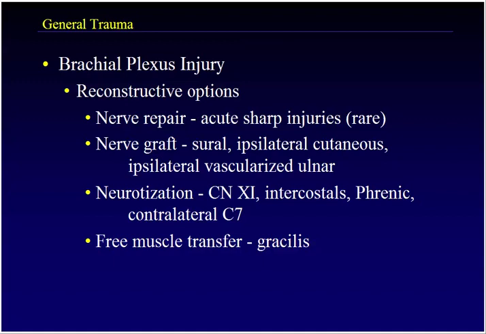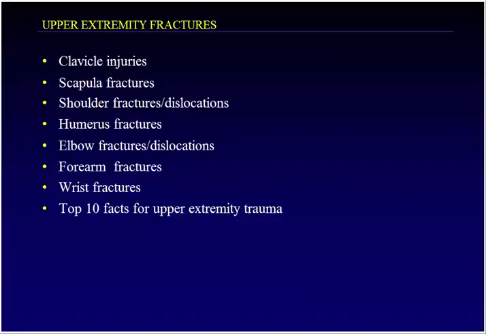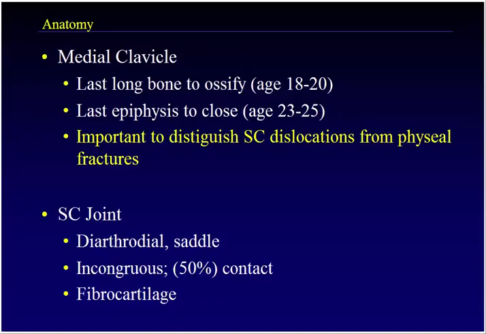All right, so we're done with the brachial plexus, and we're going to move on now to upper extremity fractures. And Dick has organized this talk, as you see, beginning sort of from proximal to distal, as we did with the lower extremities. We're going to start with the clavicle and then end at the distal radius. And then at the end of this, he's got sort of the top 10 facts that he wants you to remember in preparation for your board exam. So let's start with the clavicle fractures.